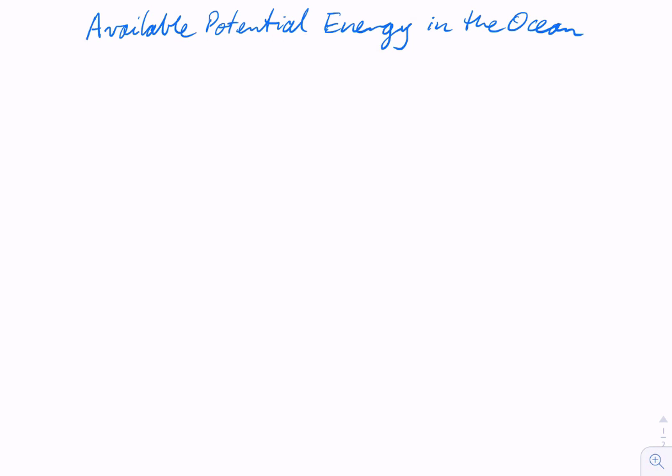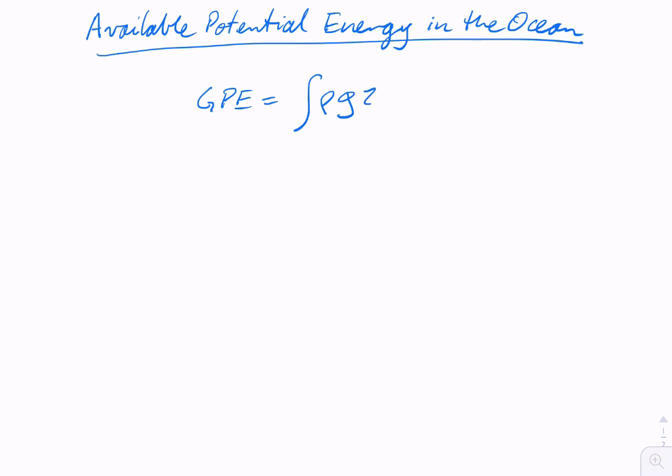This video is designed to explain why we need to use available potential energy, or APE, to understand the ocean circulation. We're going to start by explaining why regular gravitational potential energy is actually not a good descriptor of ocean energetics. Gravitational potential energy, written here as GPE, is defined as the integral of density ρ times the acceleration due to gravity g times the height z integrated over the volume of fluid v.